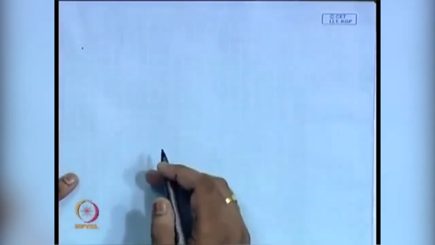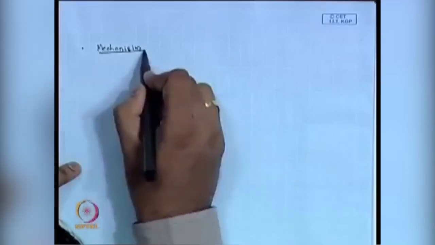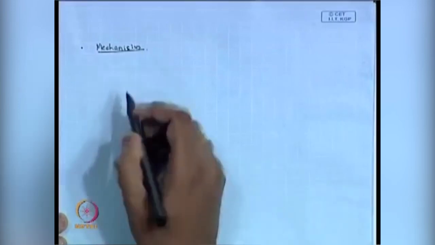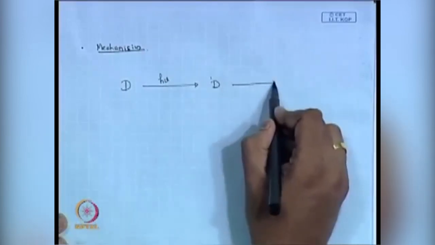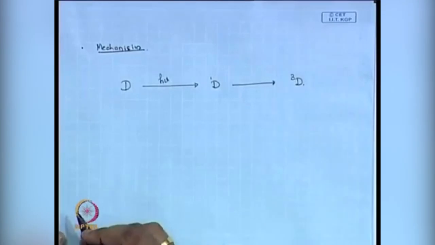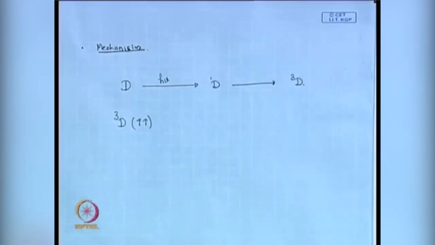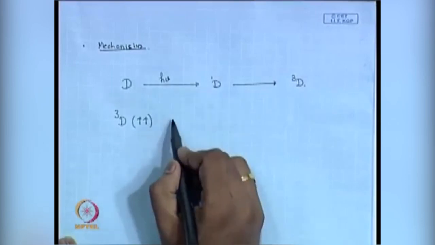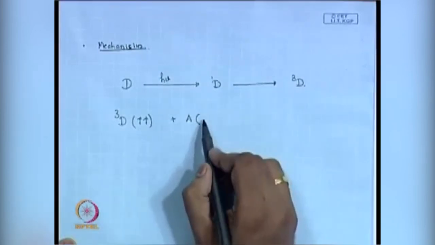Now, we will see how this happens, okay. You can call it the mechanism of this one. So, as I said, I have a donor which gets excited to my singlet, then it goes to my triplet. Now, in the triplet my donor electrons should be looking like this, right, because it is the triplet state. So, the electrons look like this in this state. Now, I have my acceptor molecule. The acceptor is in the ground state, okay. So, it should be mostly singlet.